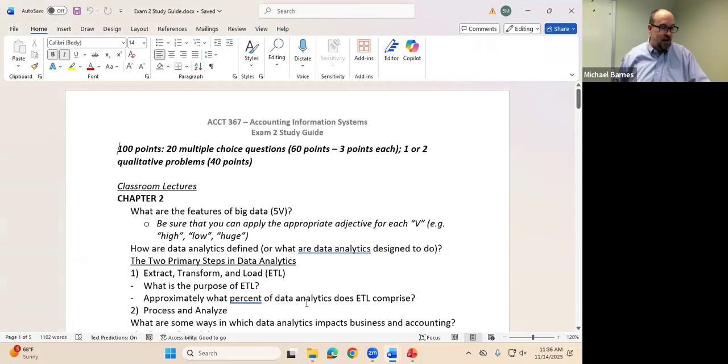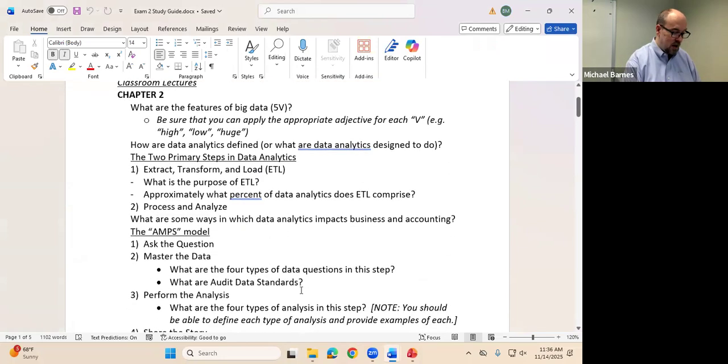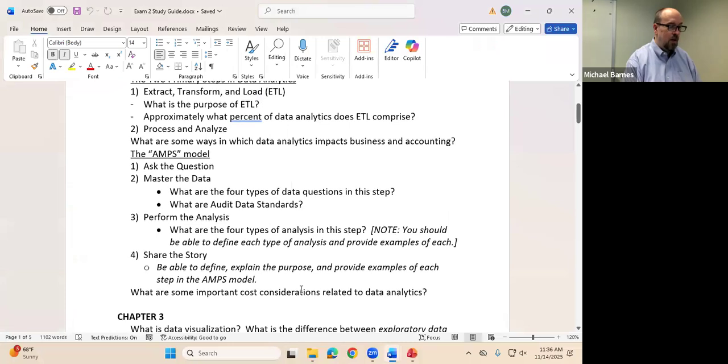How are data analytics defined? So make sure you know the definition of data analytics. It's a pretty rote definition. I'm not going to ask you anything too profound on this. One thing that we're going to talk a little bit more in detail about is the AMPS model. Okay, so remember the 4 steps of the AMPS model. There are a few things you need to know about this. First of all, you absolutely need to know what the 4 steps in the AMPS model are. Okay, so ask the question, master the data, perform the analysis, share the story.